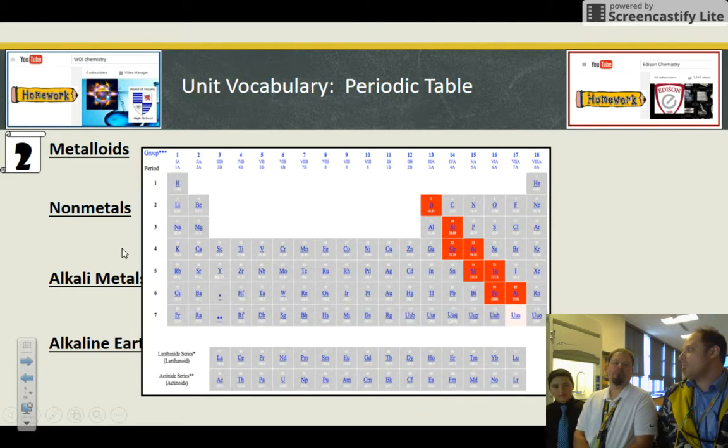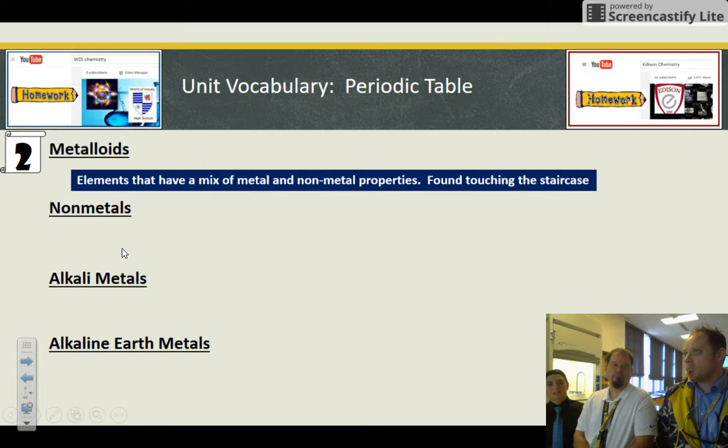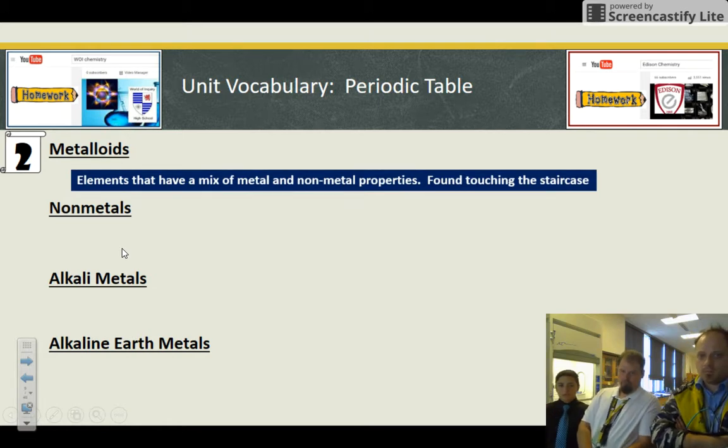Metalloids. These are the elements that are found on the staircase. So they have a mix of metal and non-metal properties.